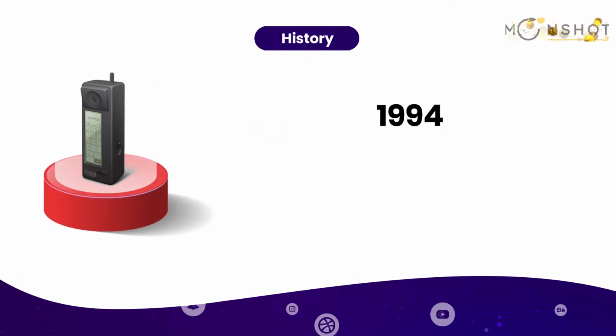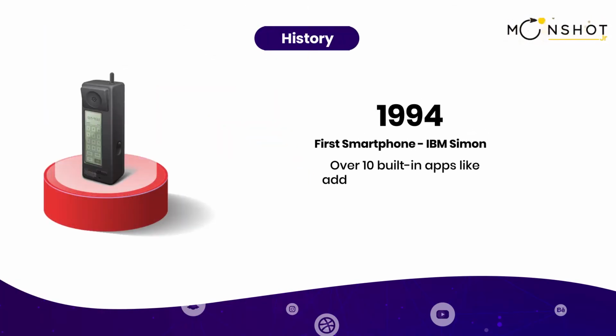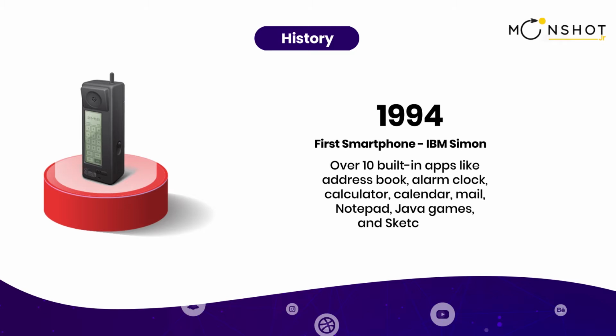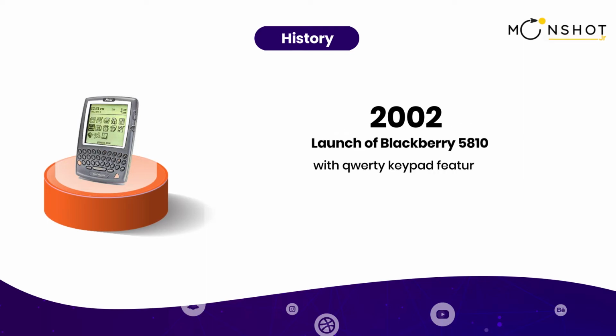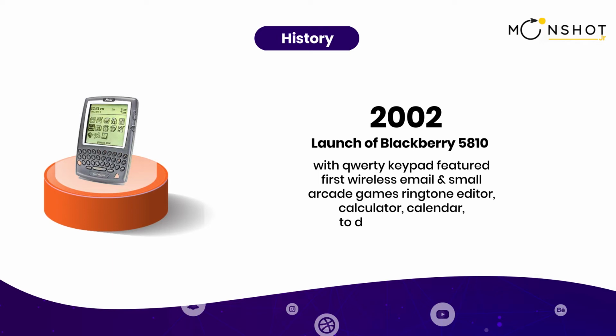The first smartphone, IBM's Simon in 1994, had over 10 inbuilt apps and features back then, like address book, alarm clock, calculator, calendar, mail, notepad, Java games like Snake, and Sketchpad. In 2002, the launch of the BlackBerry 5810 with a QWERTY keypad was a game changer. The phone was integrated with the world's first wireless email and many other features, like small arcade games, ringtone editors, calculators, calendars, to-do lists, Sketchpad, and more.